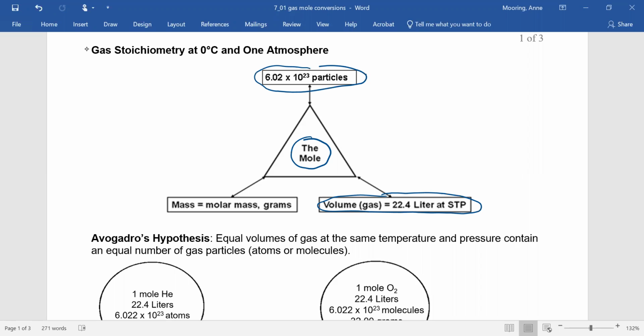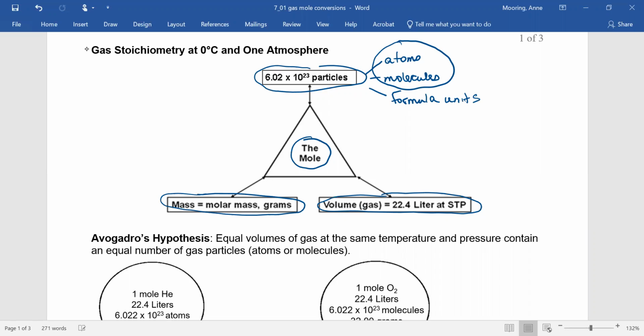So, for example, the particles that we look at are atoms, molecules, or formula units if we are talking about ionic compounds. However, since everything that we're talking about today is going to be in the gas phase, all we're going to worry about is atoms and molecules because we're not going to worry about ionic compounds. You also learned earlier how to determine molar mass using the periodic table.